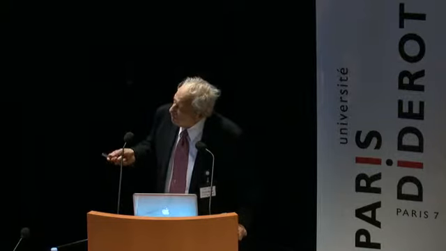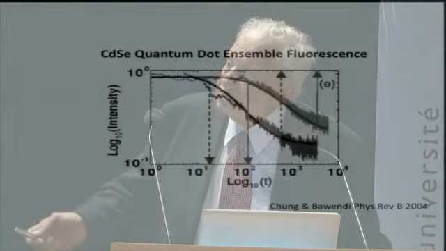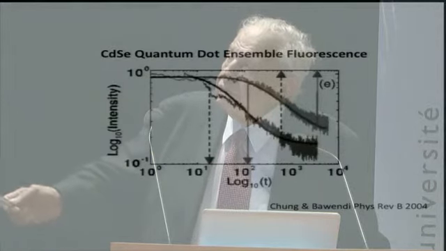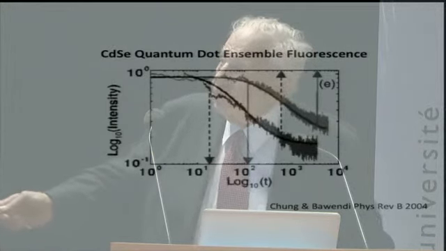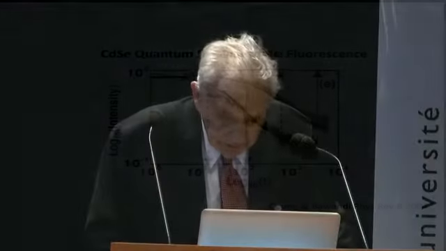This is an example of ensemble data. It's plotted in a certain way, and you can see it goes on for 1,000 seconds until you finally reach some kind of a steady state. So whatever theory one has to take that into account and account for both types of data.